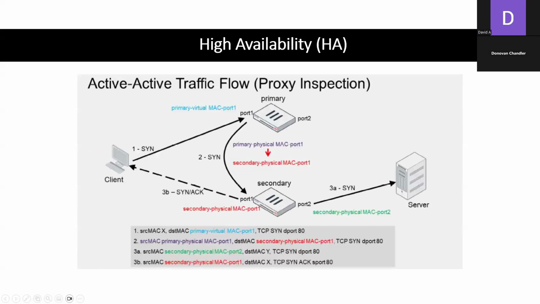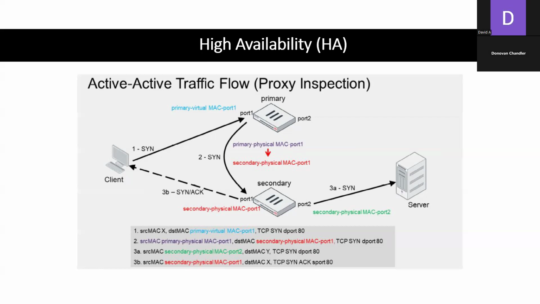Now here's where we're going to get tricky and have some fun. So we're looking at this diagram. We have a cluster in active mode, and it's distributing that traffic when the traffic is subject to proxy inspection.